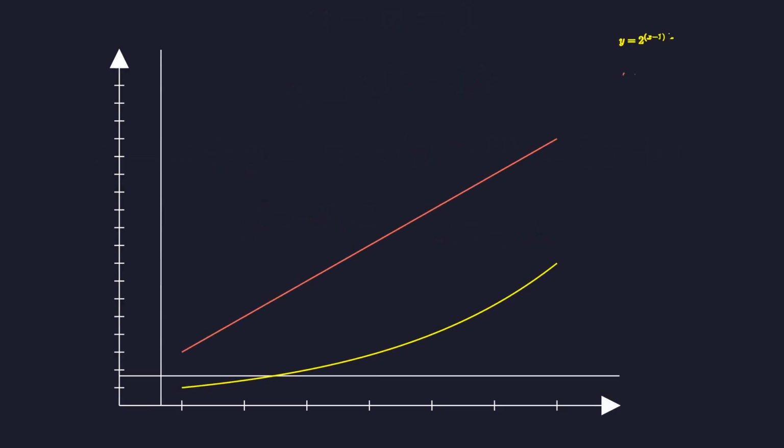This parity contradiction can also be visualized. The yellow curve represents values of a that are powers of 2, while the red line represents values of a that are odd. They do not intersect at any integer, confirming that no solution exists.